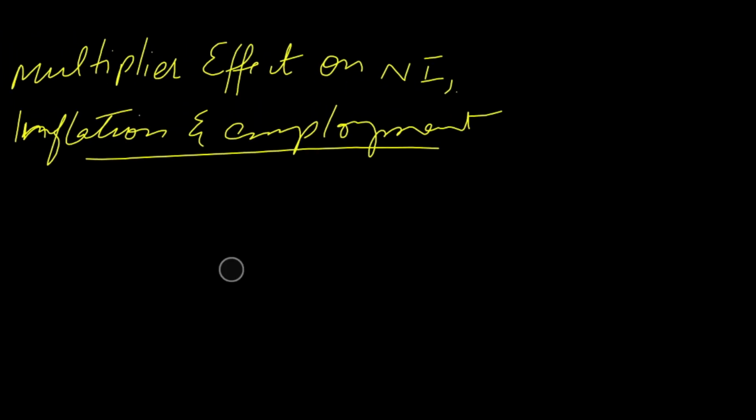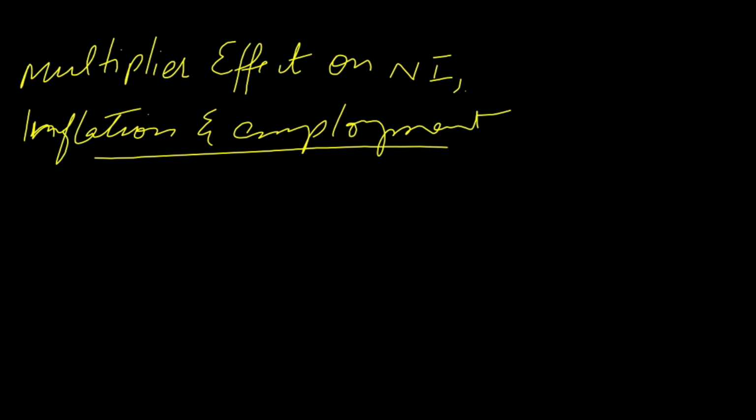Hello everyone, in this video lecture I will explain to you the impact of multiplier on national income and on employment as well as rate of inflation. So starting with the definition, multiplier is some constant value which shows change in income due to change in investment. So whenever we have the value of multiplier, let's say 2, it means every change in investment, delta I shows change in investment, then every change in investment will lead to 2 times increase in national income.